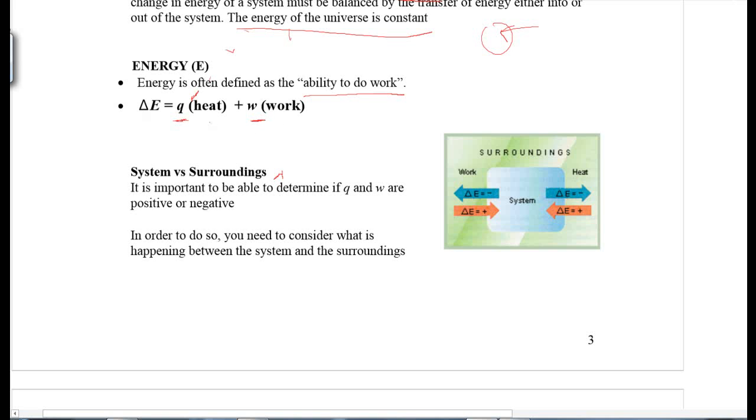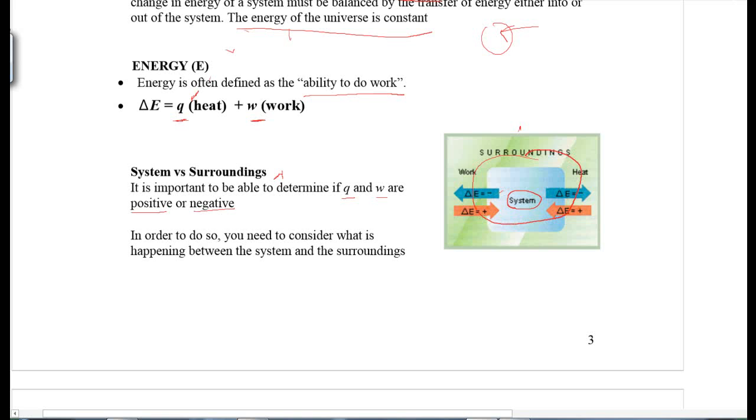Alright, so we're going to do some problems looking at what's happening with heat and work. But in order to be able to identify whether Q and W are positive or negative, and this is, again, an area where students often make mistakes, we have to be able to get clear about systems versus surroundings. So if I have a system, let's say a beaker where a reaction is occurring, everything outside of that beaker is considered my surroundings, right?